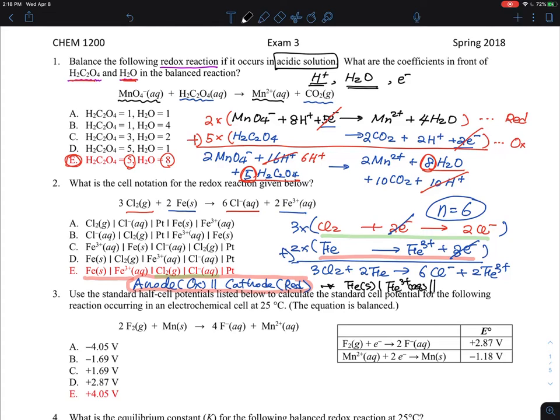Good. And then this line means the salt bridge. Okay, the double line means salt bridge. And then you do the reduction, which is Cl2 gas becoming Cl minus in aqueous. And then I'm going to highlight this section here. Here there's no solid electrode portion that can finish up this electrochemical cell notation.